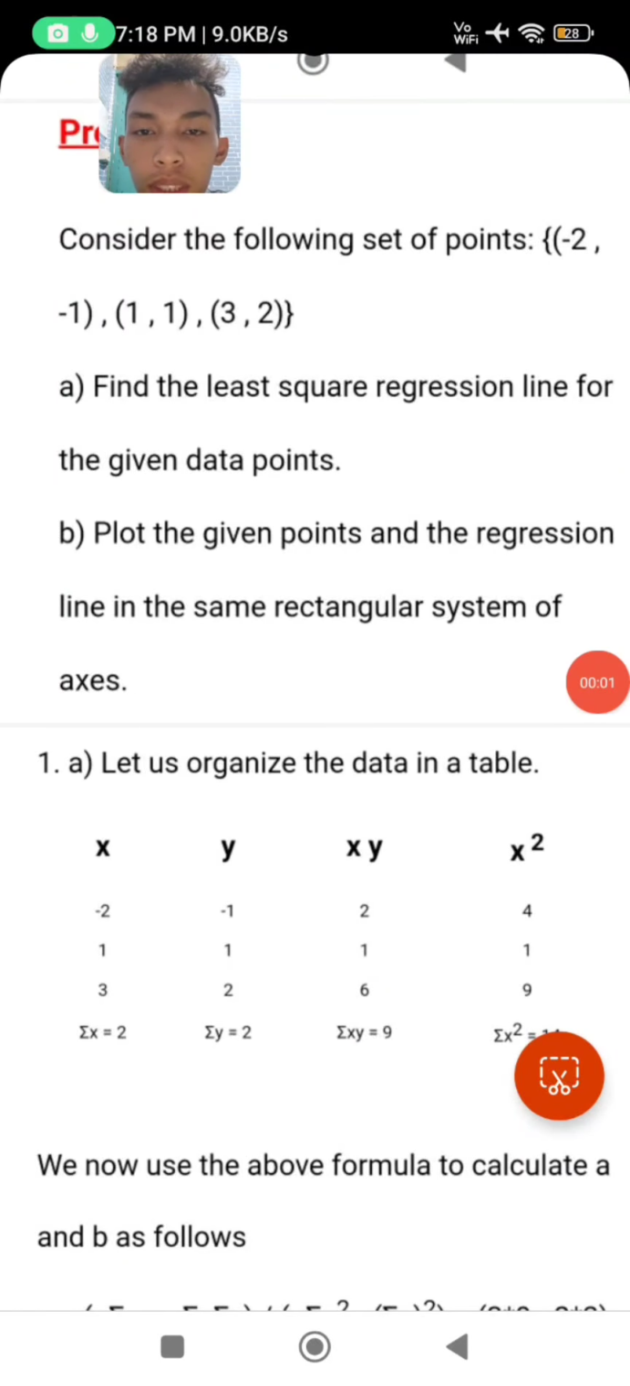So now here are my examples of linear regression. Consider the following set of points: (-2, -1), (1, 1), and (3, 2). A. Find the least squares regression line for the given data points. B. Plot the given points and the regression line in the same rectangular coordinate system. Let us organize the data in a table.